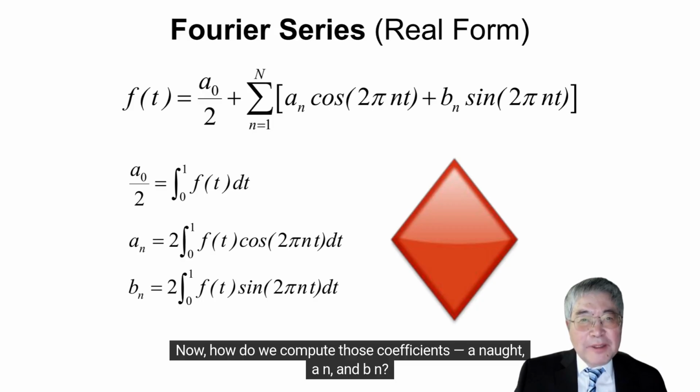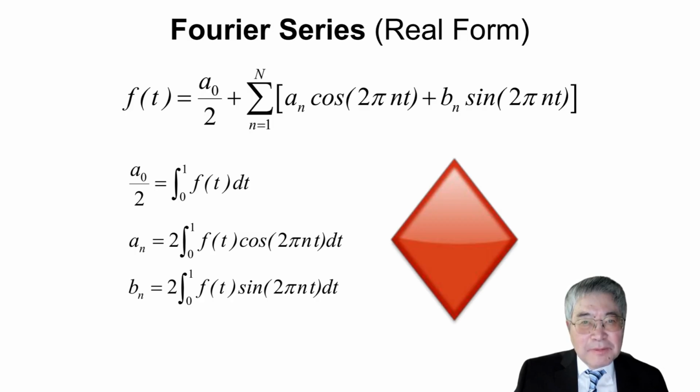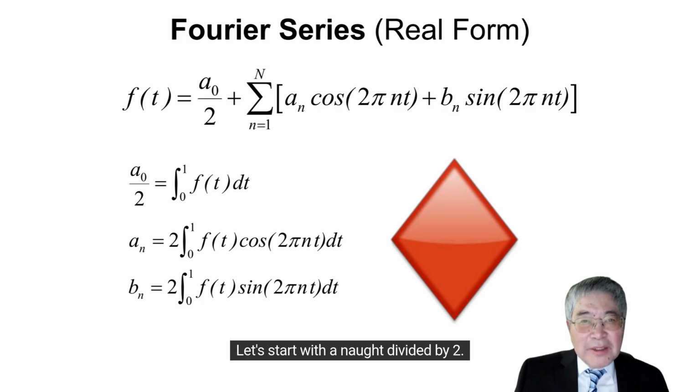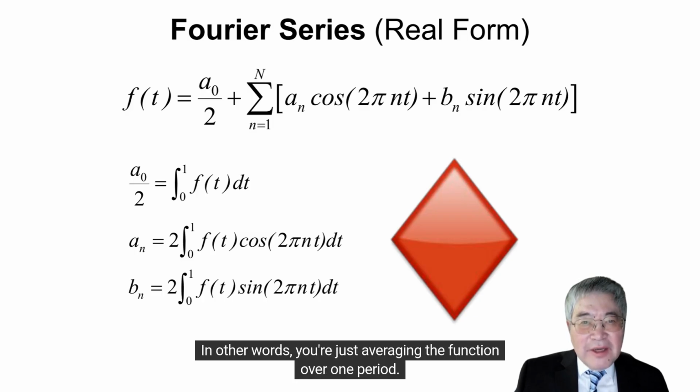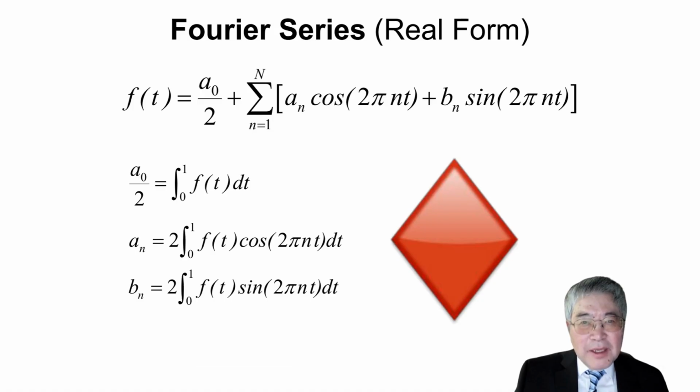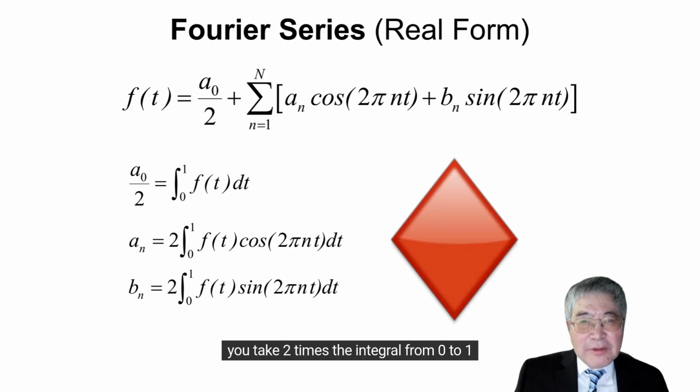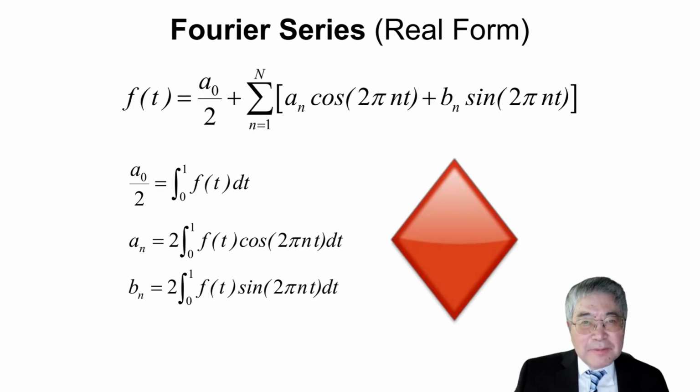Now, how do we compute those coefficients, a naught, an, and bn? Let's start with a naught divided by 2. That's equal to the integral of f of t from 0 to 1. In other words, you're just averaging the function over one period. Next, to compute an, you take 2 times the integral from 0 to 1 of f of t times cosine of 2 pi nt. And to compute bn, you take 2 times the integral from 0 to 1 of f of t times sine of 2 pi nt.